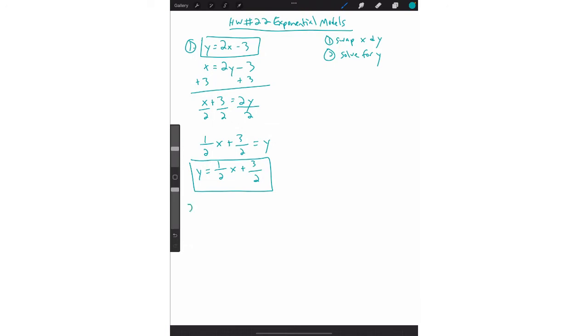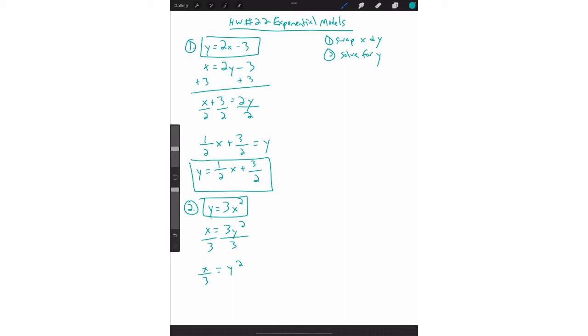All right, let's move on to number 2. Number 2 is y equals 3x squared. All right, so I know I'm going to graph this, and then let's also graph its inverse. So x equals 3y squared. I'm dividing by 3, and that gives me x over 3 is equal to y squared.